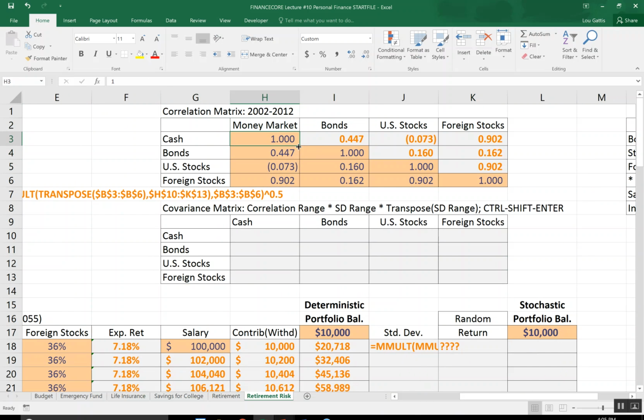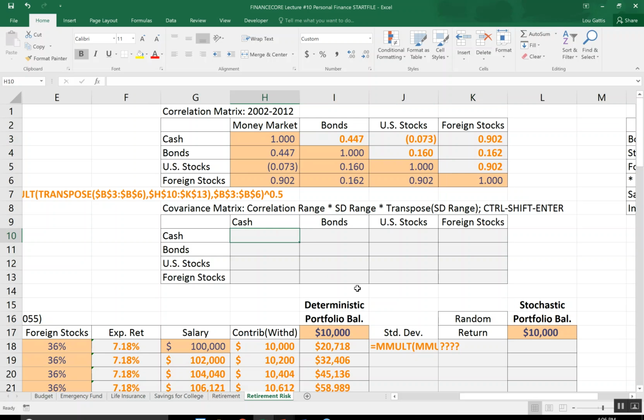Money market versus cash, money market versus bonds, money market versus stocks, money market versus foreign stocks. And if I put my 4 asset classes here, these 16 pairwise combinations of assets, this is every possible correlation. Say U.S. stocks with foreign, U.S. stocks with bonds, bonds with cash, bonds with foreign stocks. So these are all the different correlations I could have.